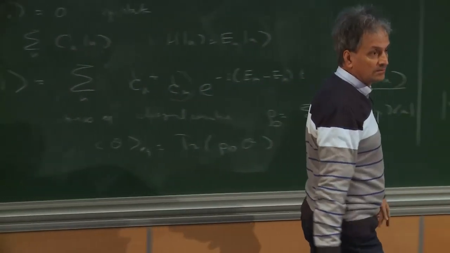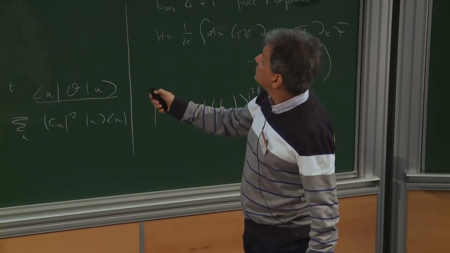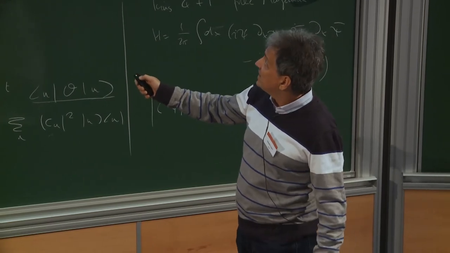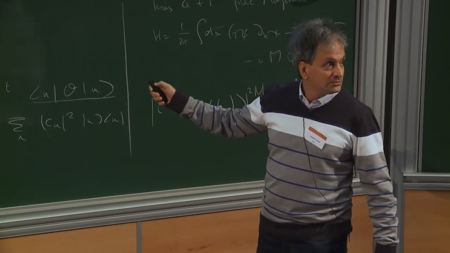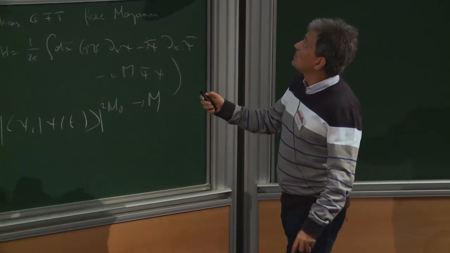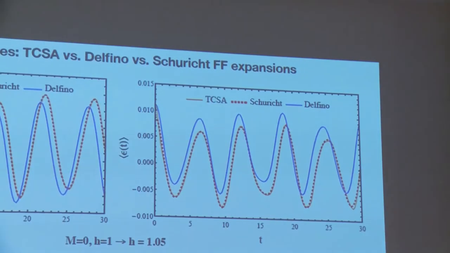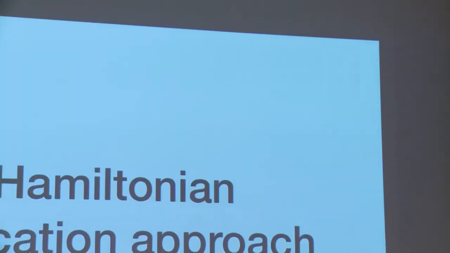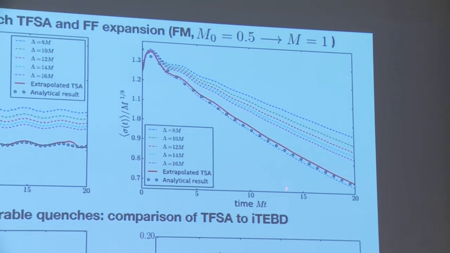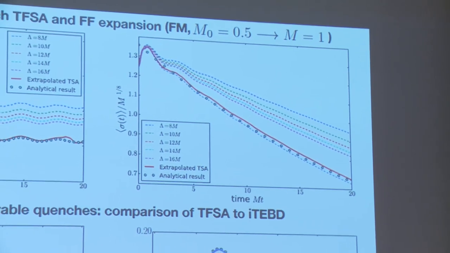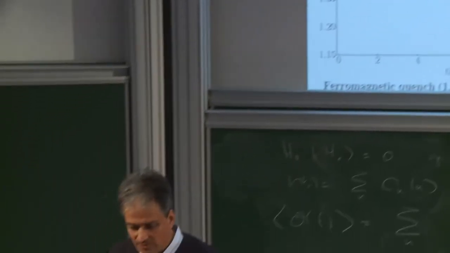How big is this system? This system is 40 in units of 1 over m, and this is the infinite volume result that I'm plotting here. Also I can do magnetization. Again, these curves are the truncation curves, the dashed curves. At long times, you'd eventually see the periodicity of the system. No, because there are some other effects obscuring the periodicity.